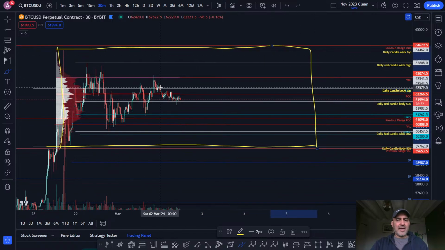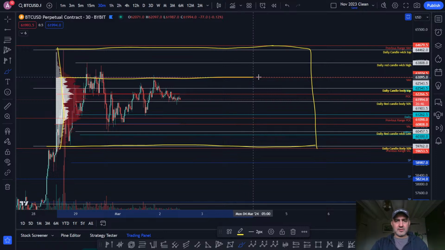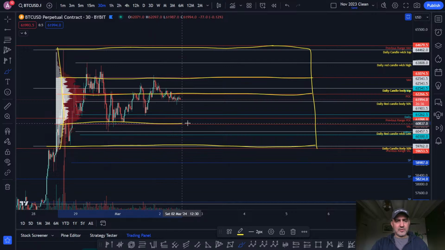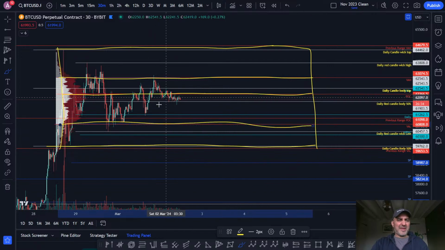And then you have the volume range too. So you have the value area high here. You have the point of control here, which is the highest volume node of this range. And then you have the value area low here. That's basically the range right now. And then you have some intermediary levels in between.